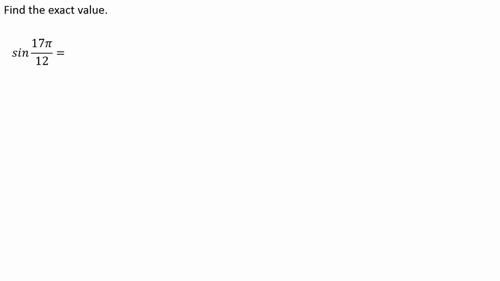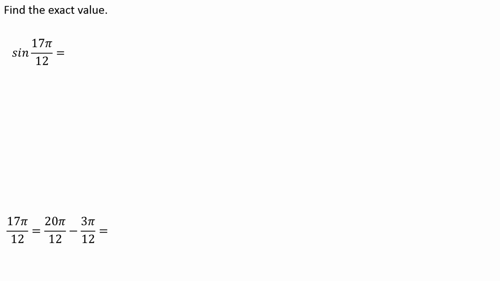Now let's do something a little bit different. Instead of using the cosine function, we'll use the sine function. And since we just did an addition, let's do subtraction. What on earth can make a 17? Well, I'm thinking 20 minus 3 sounds good to me. Right, 20 pi over 12 minus 3 pi over 12 is 17 pi over 12.